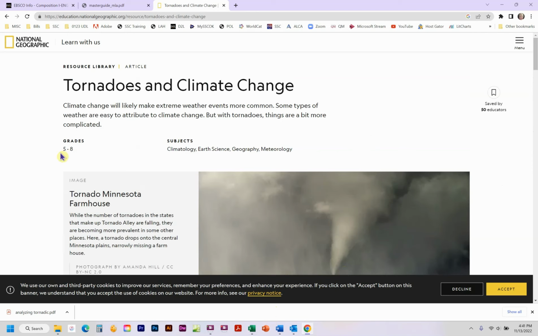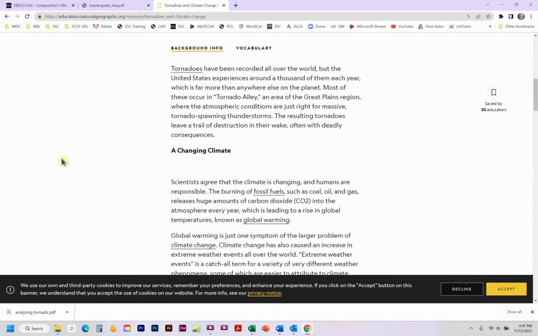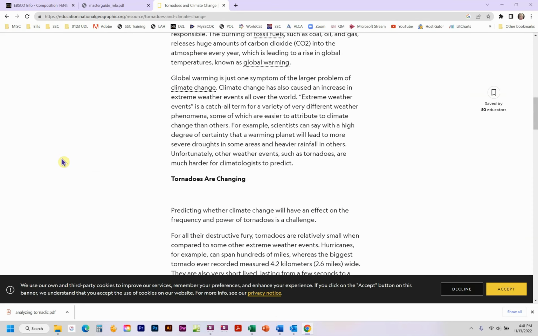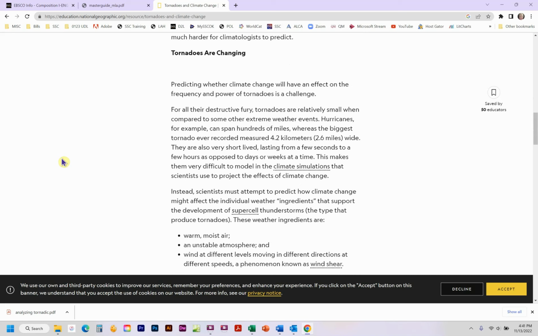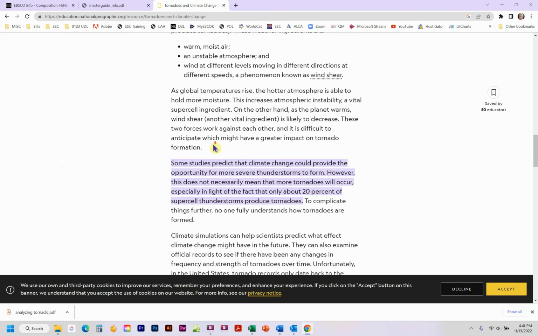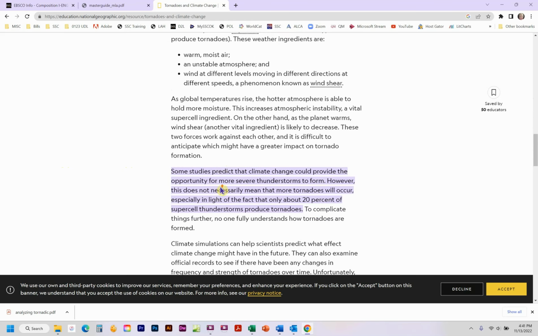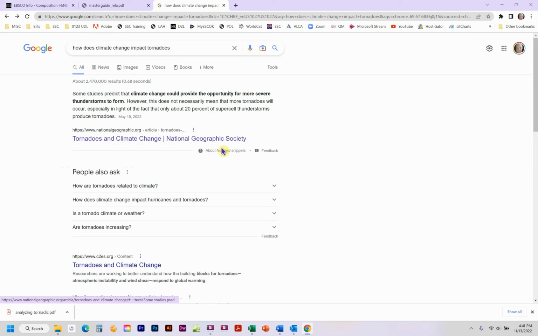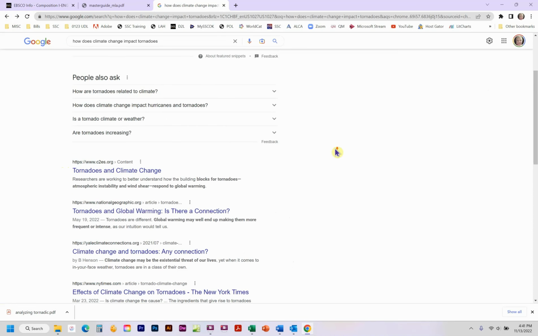But this says grades 5 through 8. So this is probably not going to be suitable for a college paper, but it doesn't mean that it isn't, right? The average reading level for most people is 8th grade, so it's probably going to be okay. But again, National Geographic is a really good organization.